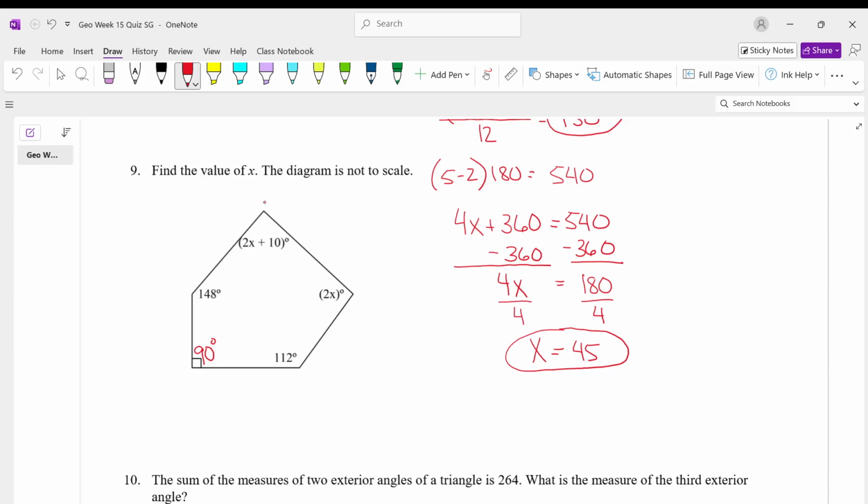So in this problem, the first step is to determine what the angles need to add up to. So that's number of sides minus 2 times 180. After that, you can add all the angles together, or all the expressions for the angles together, and set it equal to the sum of the angles.